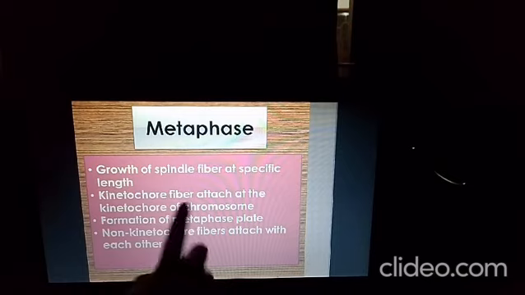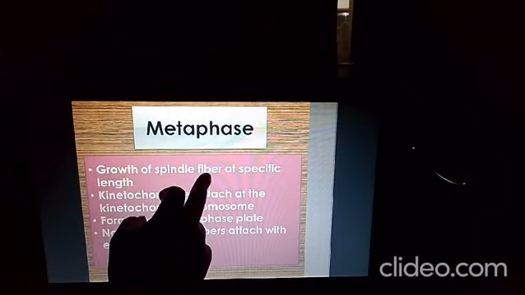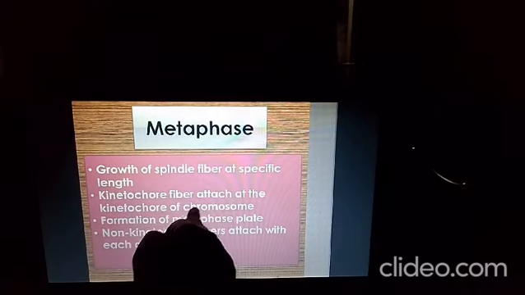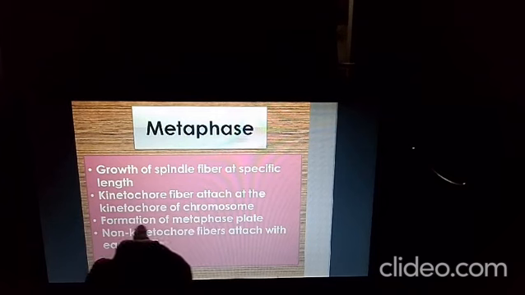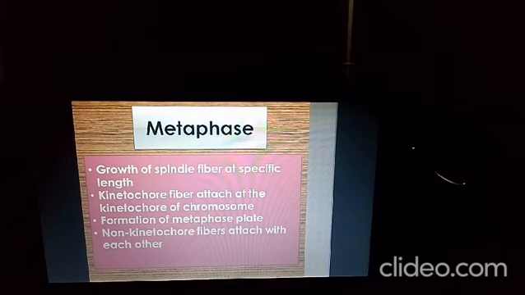Now the next phase is metaphase. What happens in metaphase is growth of spindle fiber to a specific length, kinetochore fibers attach at the kinetochore of the chromosome, formation of the metaphase plate, and non-kinetochore fibers attach with each other.